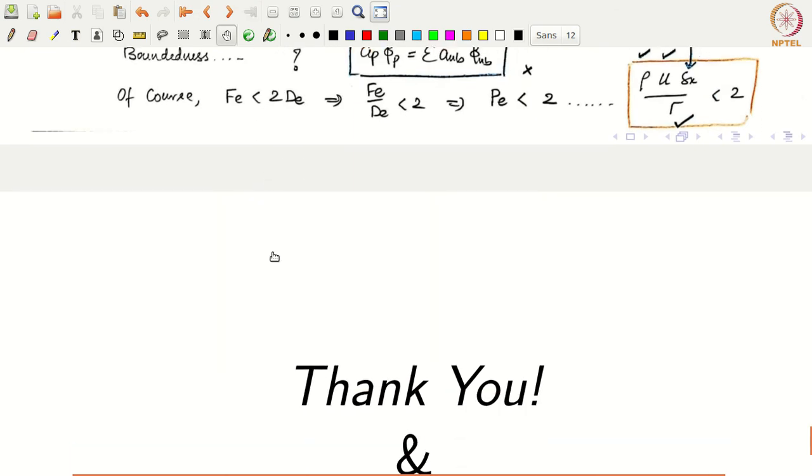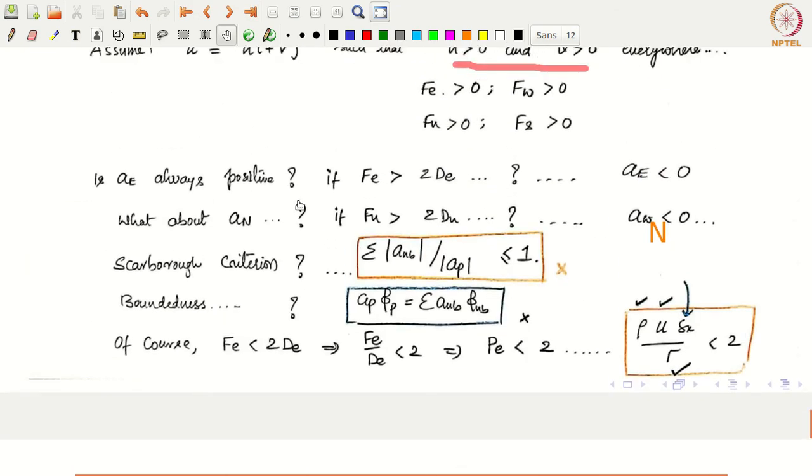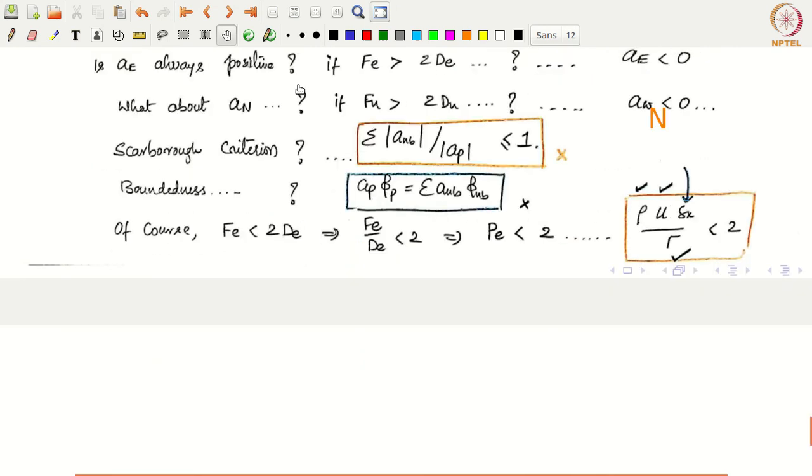All right, then that's all for today. So I'm going to stop here. In the next class, we will see another discretization scheme for the convection term. That is basically your upwind differencing scheme, which will not have these kinds of restrictions. So we're going to look at that in the next class.